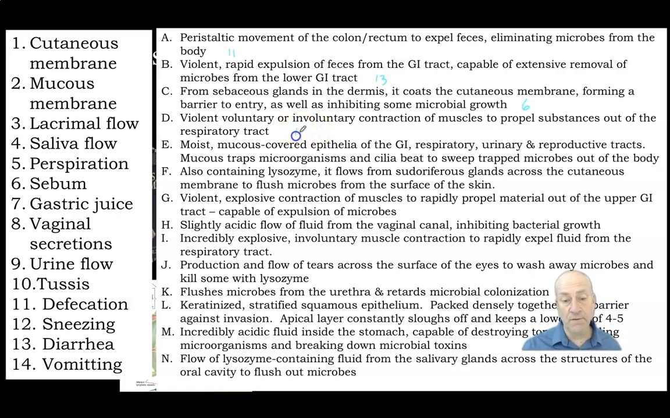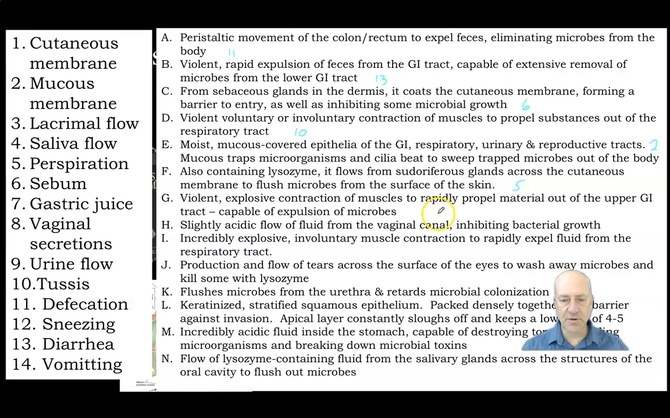D, violent, voluntary or involuntary contraction of the muscles to propel substance out of the respiratory tract. That's tussis, or coughing. E, moist, mucus-covered epithelium in the GI tract. So that's going to be the mucous membrane. That's a big one. The mucous membrane lining the GI, the respiratory, the urinary, and the reproductive tract allows you to clean those areas with the mucus and with the cilia, sometimes cilia, but always mucus. F, also containing lysozyme from the sudoriferous glands. That's going to be perspiration or sweat.